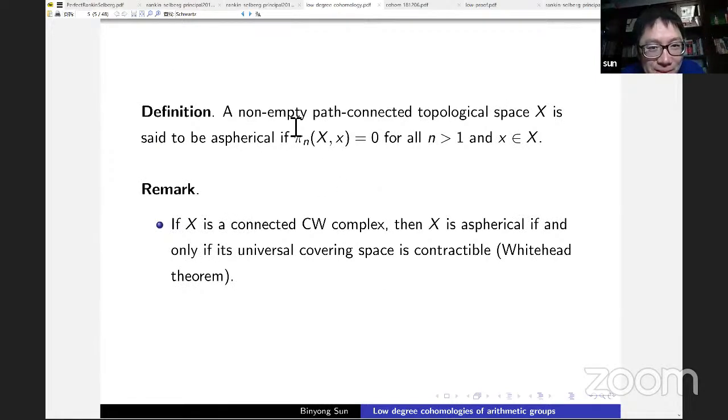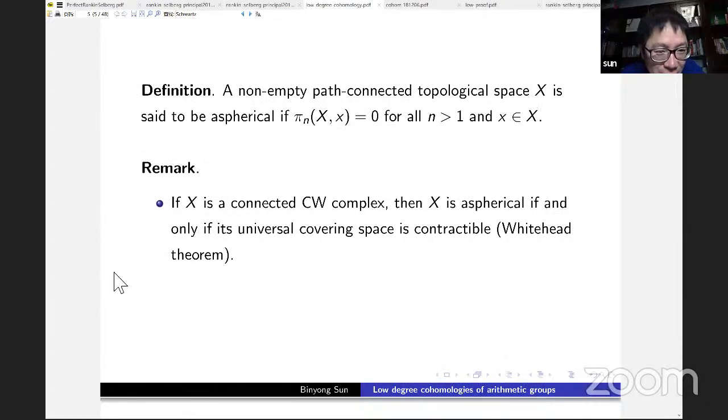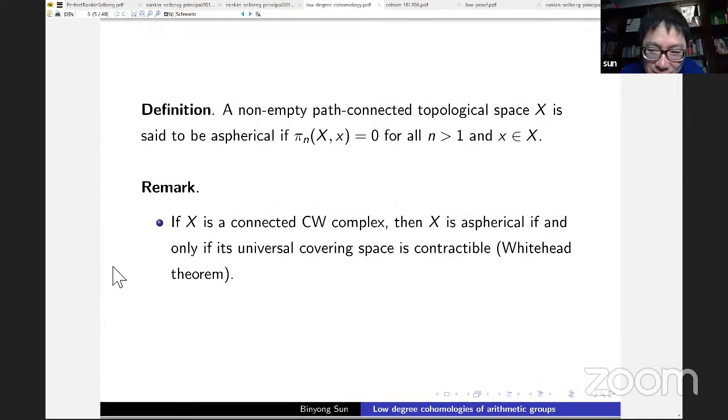Here is a definition. A non-empty path-connected topological space X is said to be aspherical if its homotopy group π_n(X) vanishes for all degrees n bigger than 1. Here is a remark. If X is a connected CW complex, then X is aspherical if and only if its universal covering space is contractible. This is called the Whitehead theorem. So we are interested in the cohomology of these aspherical spaces.